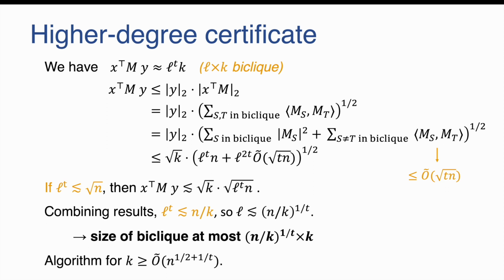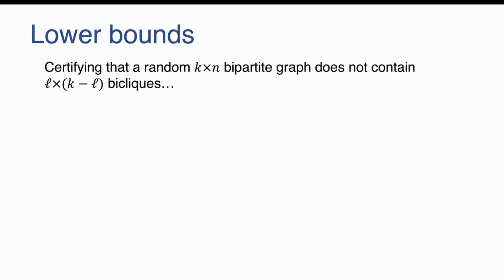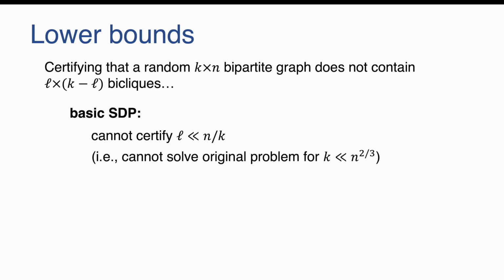So I want to say just a few more things. First, about some lower bounds. We don't have any new lower bounds for the semi-random planted clique problem itself, but we have lower bounds for certifying that a random k by n bipartite graph does not contain L by k minus L bicliques. First of all, we show that a basic SDP cannot certify that L is much smaller than n over k, which means that using this kind of certificate based on a basic SDP, you cannot solve the original problem for k much smaller than n to the 2/3. So again, the basic SDP somehow corresponds to the guarantees that the previous algorithms had of n to the 2/3.